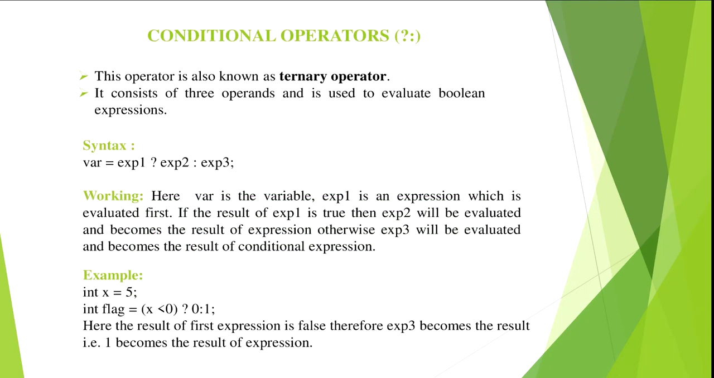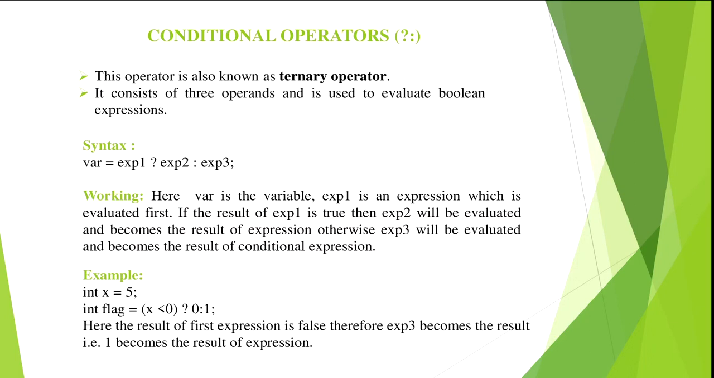Next is the conditional operators. Conditional operators are also called as a ternary operator. Why it is called as a ternary operator? Because this ternary operator requires 3 operands to operate and therefore it is called as the ternary operator. Question mark colon is the symbol of conditional operator.